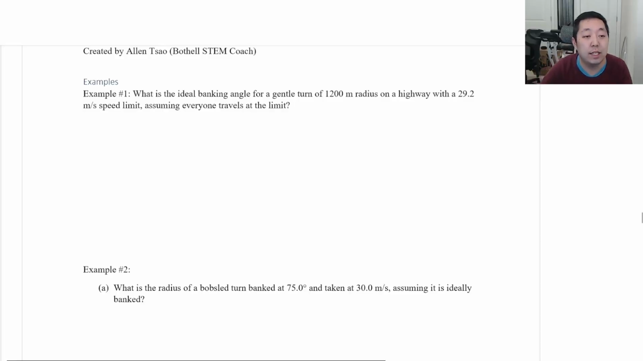So let's take a look at some examples of these banking problems. Problem 1: what is the ideal banking angle for a gentle turn of 1,200 meter radius on a highway with a 29.2 meters per second speed limit, assuming everyone travels at the limit?